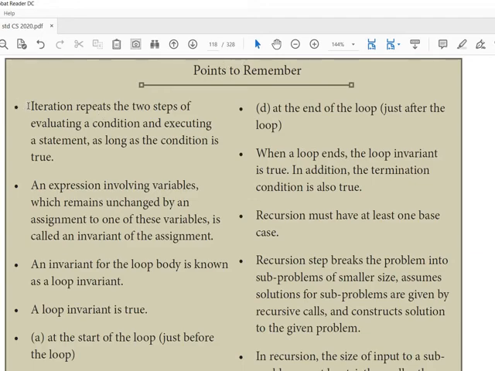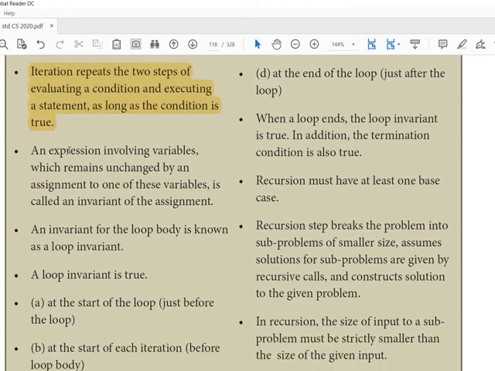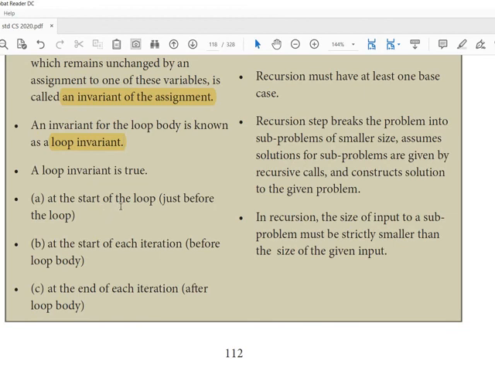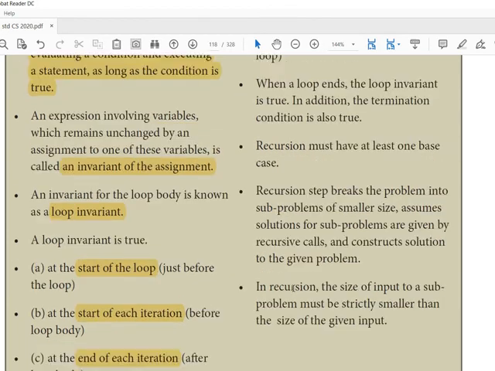In this chapter we have seen iteration: repeated steps, the two steps of evaluating a condition and executing a statement as long as the condition is true. Then an expression involving variables which remains unchanged by an assignment to one of these variables is called an invariant of the assignment. An invariant for a loop body is known as a loop invariant. A loop invariant should satisfy four conditions: it must be true at the start of the loop, the start of the iteration, the end of the iteration, and the end of the loop.